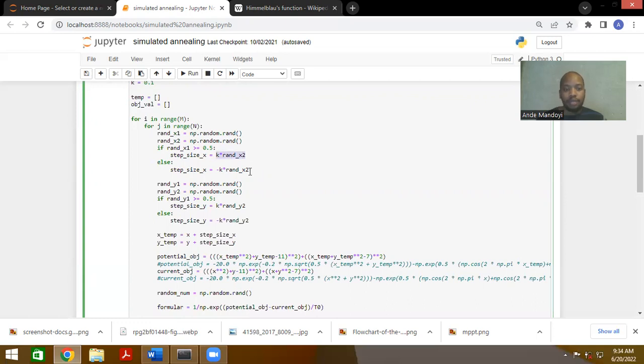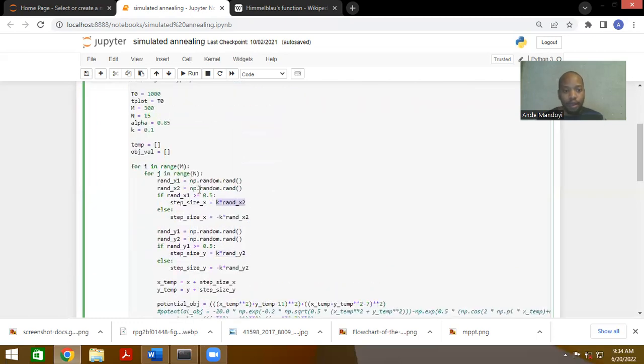And how we calculate that step size is we multiply a random number by this random x2, which we worked out before. We multiply it by that k factor so that we keep it between 0 and 1. And then we take the step size and we add it in order to get the temporary or the next value of X, the next potential solution. If this random number is less than 0.5, guess what? Then we subtract, right? That's all this else does. If it's greater than 0.5, we add. If it's less than 0.5, we subtract.